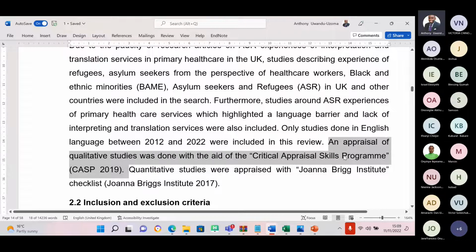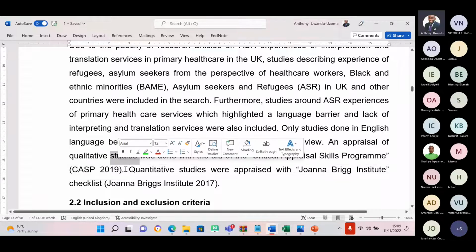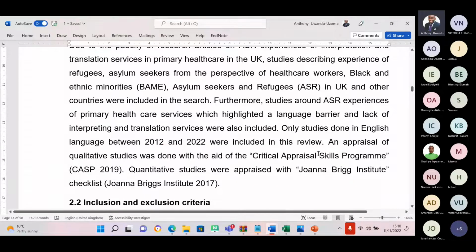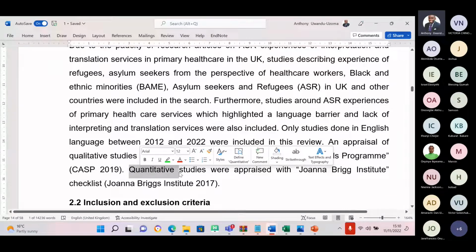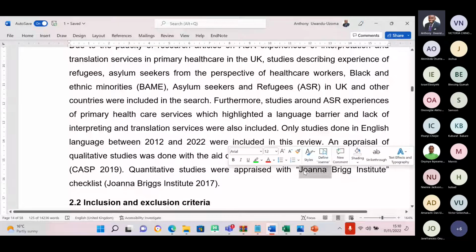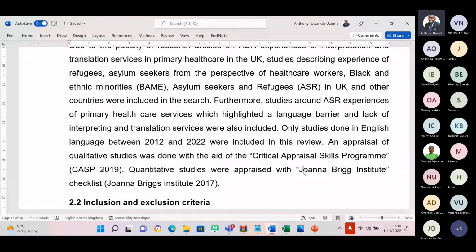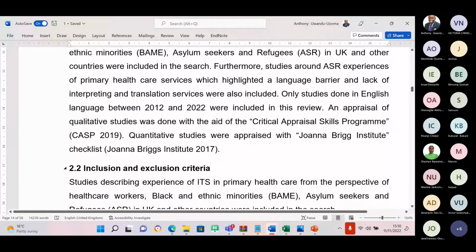These are the points. So for qualitative study, you appraise them using the CASP checklist, the Critical Appraisal Skills Programme. So you can read about it. It's the CASP checklist. Just type it in Google. You will see there is CASP checklist for qualitative studies. While there's also CASP, there is a JBI checklist for quantitative studies. Okay. That's Joanna Briggs Institute. So I want to see that in your proposal. How do you want to appraise a study?